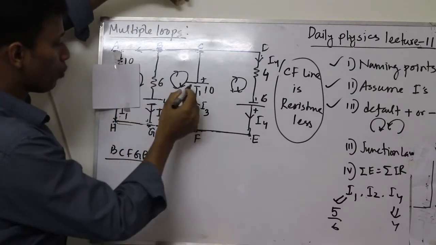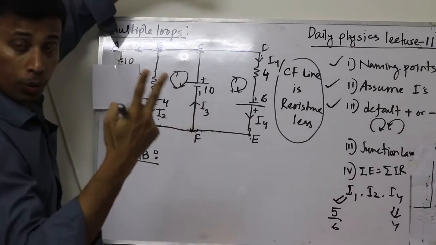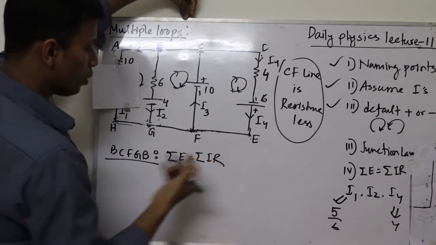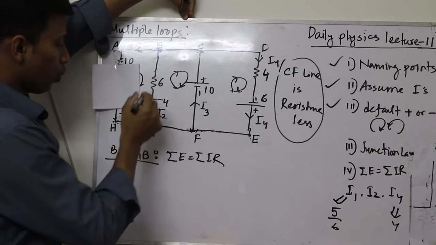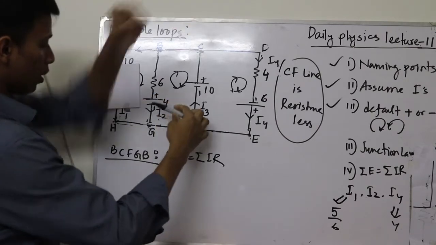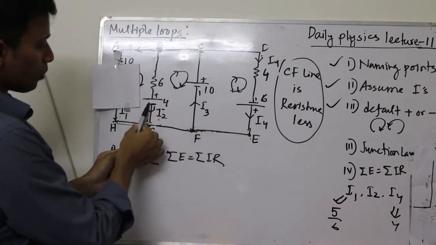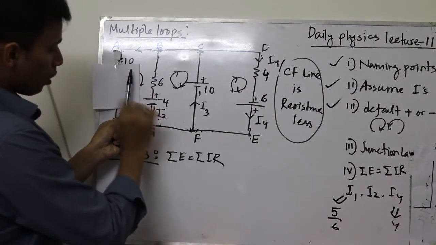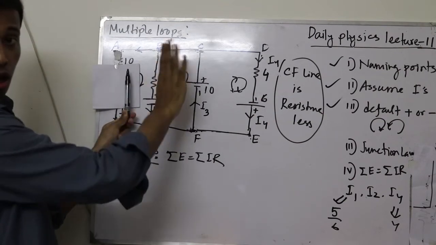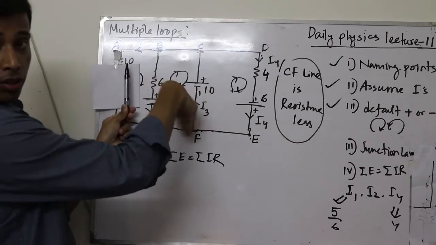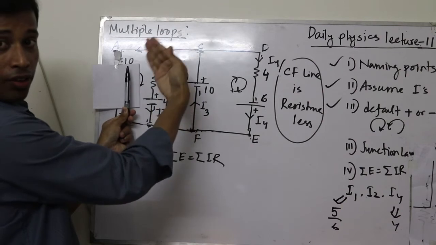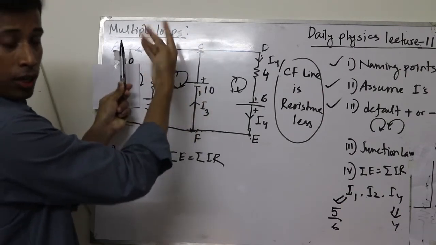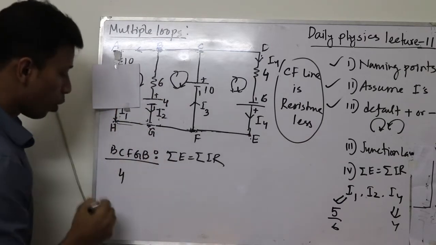How many cells do we have? We have 1 cell, 2 cells. We have 2 cells, so 2 EMFs. Summation of E is equal to summation of IR. We need 2 EMFs. So it's 4, so plus, minus. The direction of this 4 is upward, right? Look, it's upward. So now use this clock. This clock is acting along the direction of 4, right? Clockwise direction, and the direction of 4 is the same. So 4 is the positive cell.